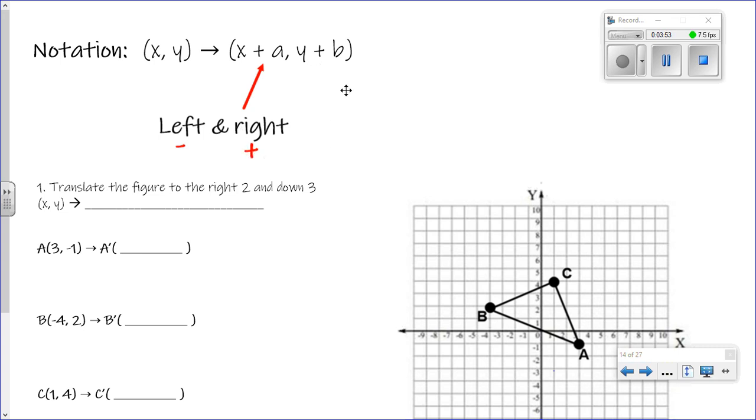Similarly over here, for the y values, that's your up and down. So if it's going up, you're going to add. And if it's going down, then you're going to subtract.